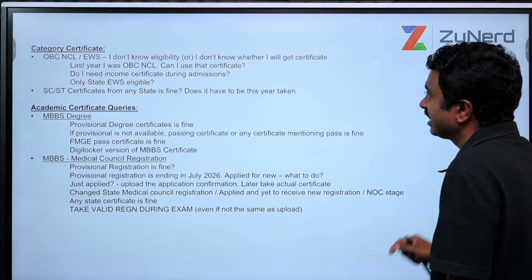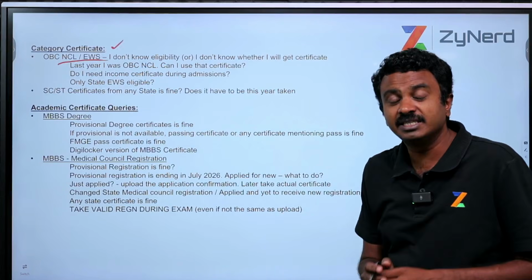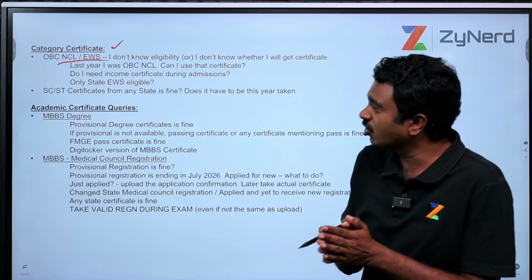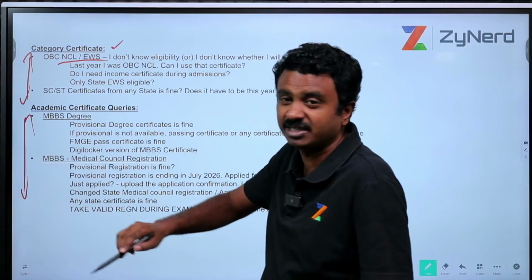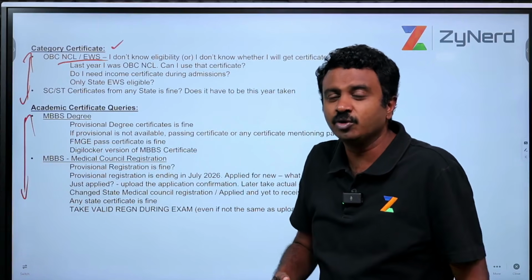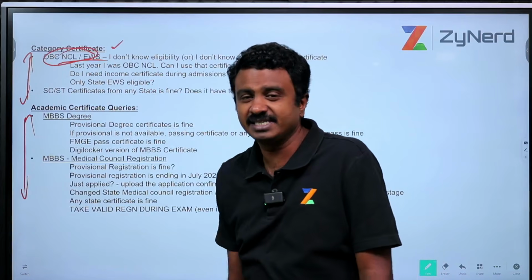Next we come to the category certificates: OBC NCL or EWS. This is a very important thing. If you are not concerned about the category certificate, you are only concerned about the academic certificate, just skip forward and then you can look at the academic certificates part. Category certificate, you have OBC NCL and EWS.